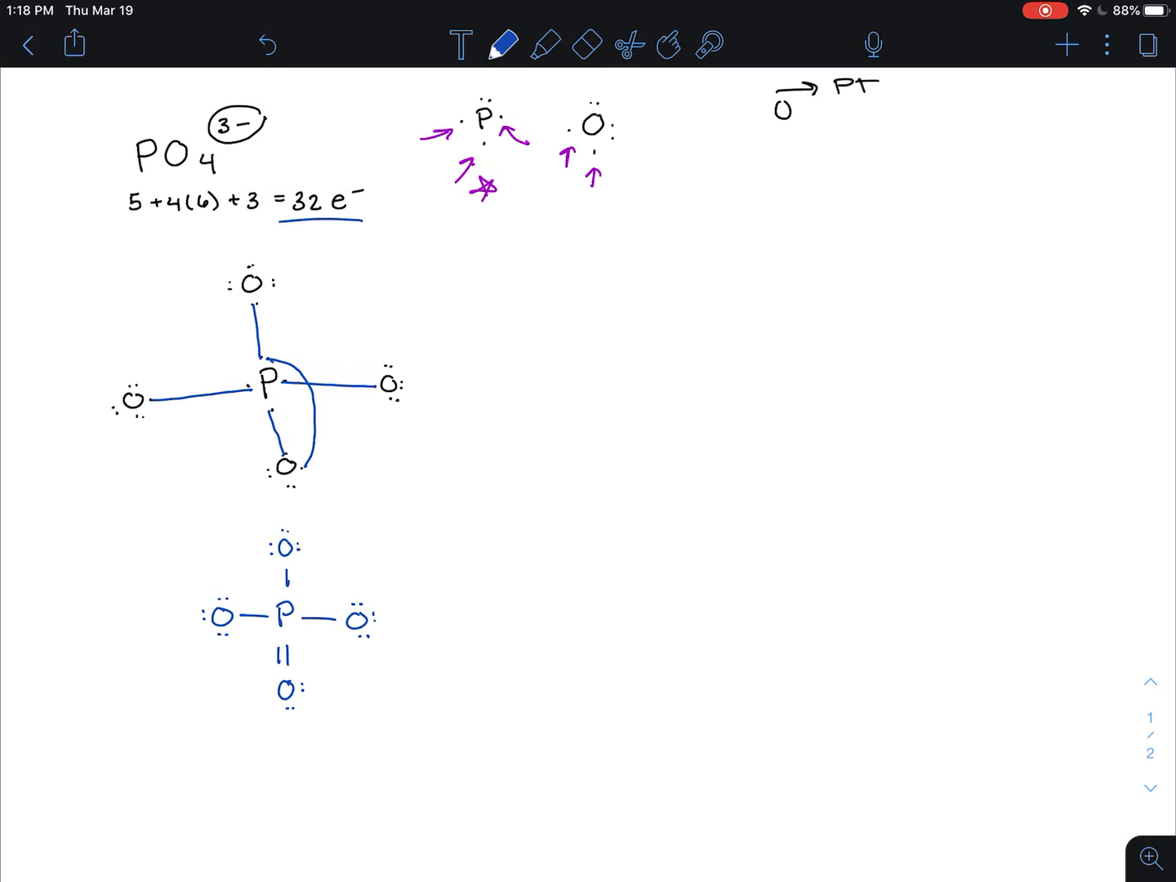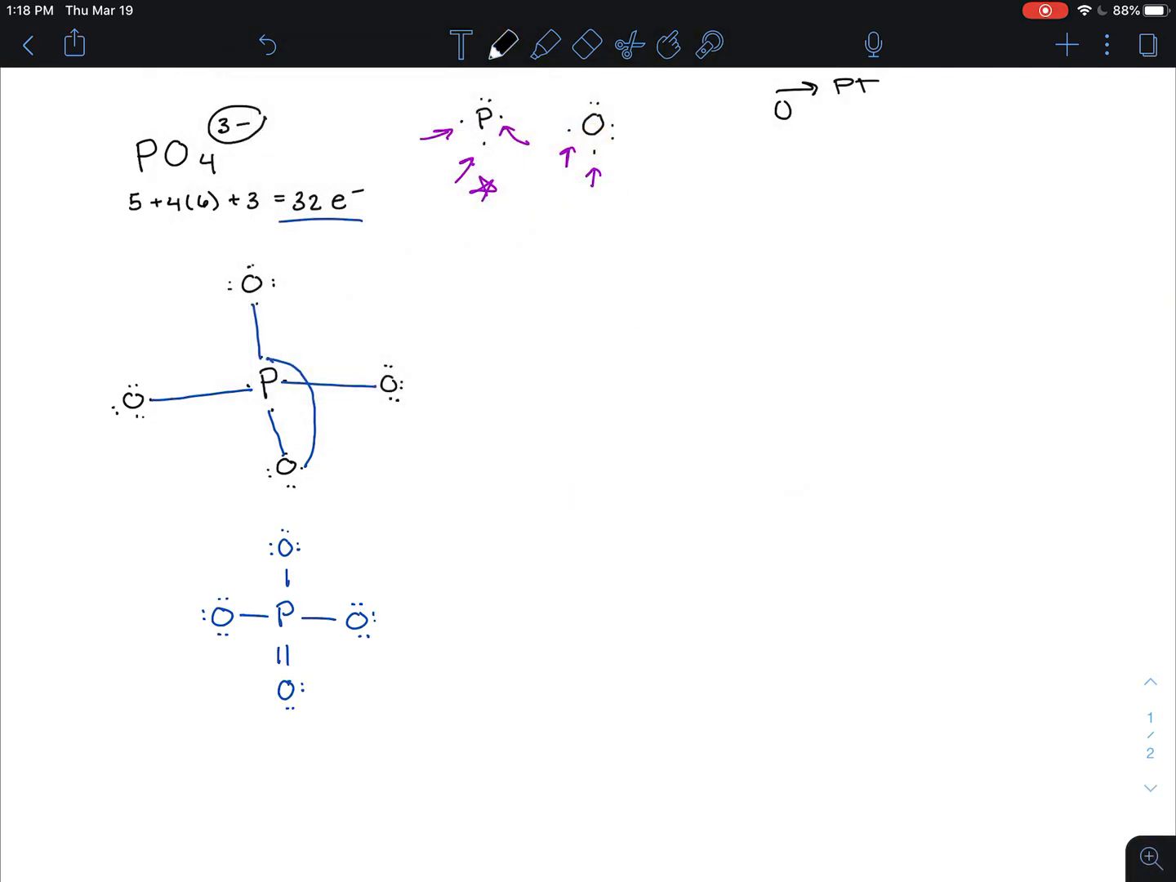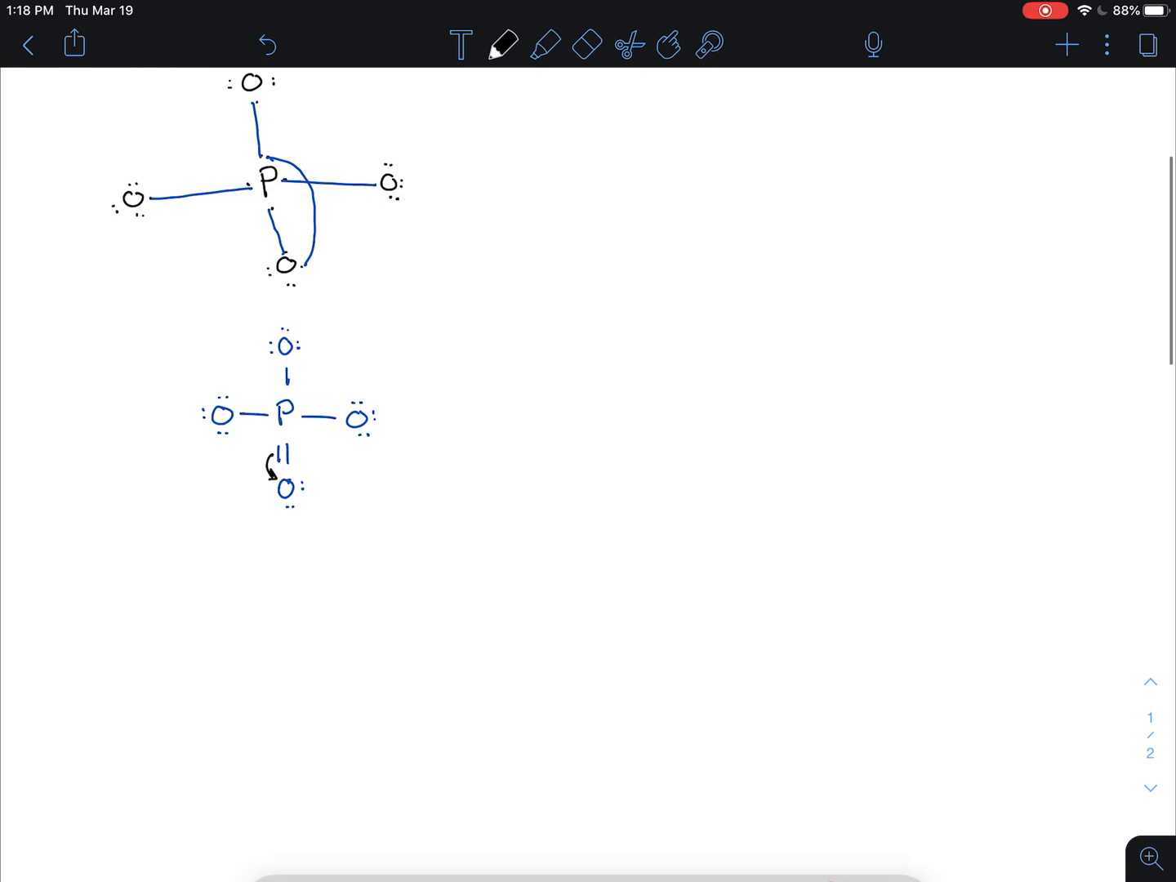Now, am I satisfying the octet? Each oxygen has the octet satisfied, but what about my phosphorus? 2, 4, 6, 8, 10. The phosphorus does not satisfy my octet rule. Now, we learned that when you want to satisfy the octet, you can push the electrons from a bond into a lone pair to get the following structure.